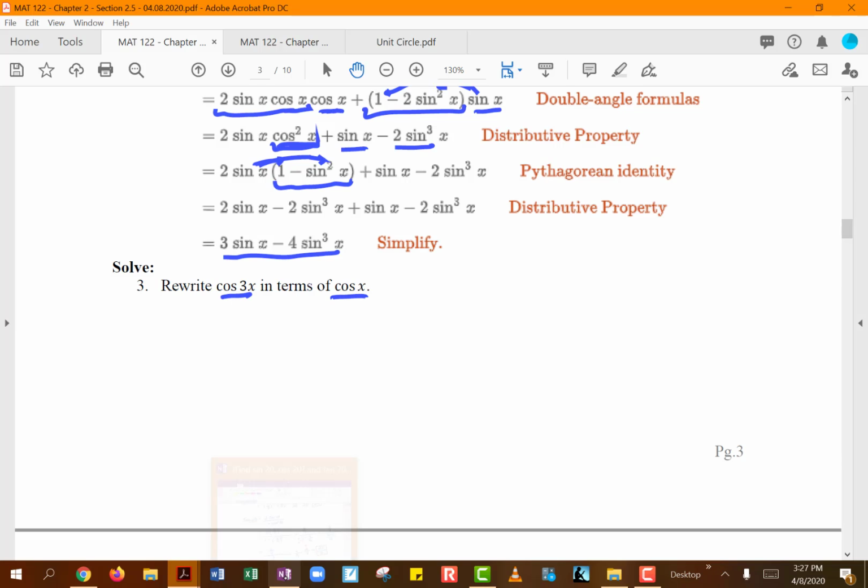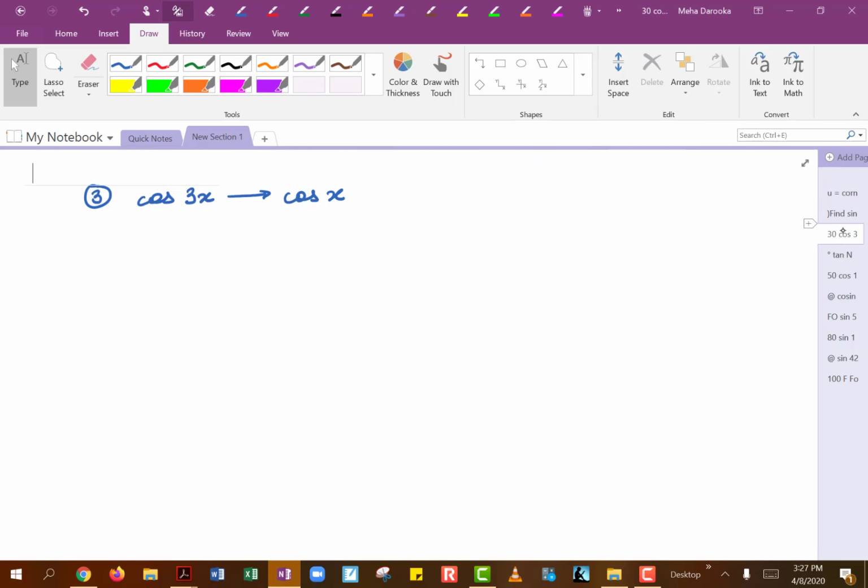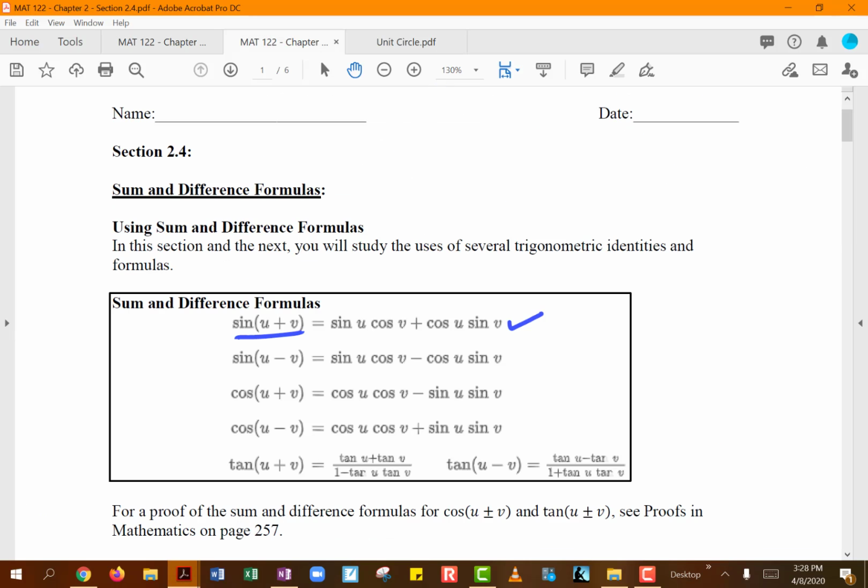Okay, so let's go ahead and take a look at that. So this is example 3 for us here. So just like you saw, we can go ahead and rewrite cosine of 3x as cosine of 2x plus x, right? So we will go ahead and use again the sum formula for the cosine function. So the sum formula for the cosine function is this one here.